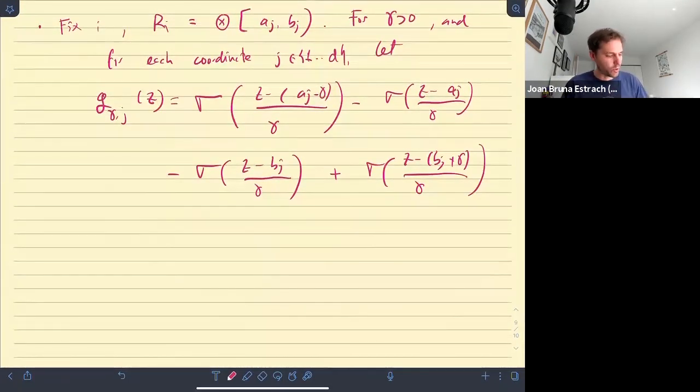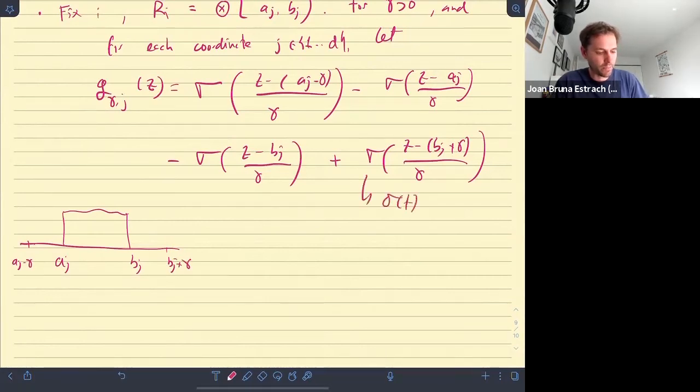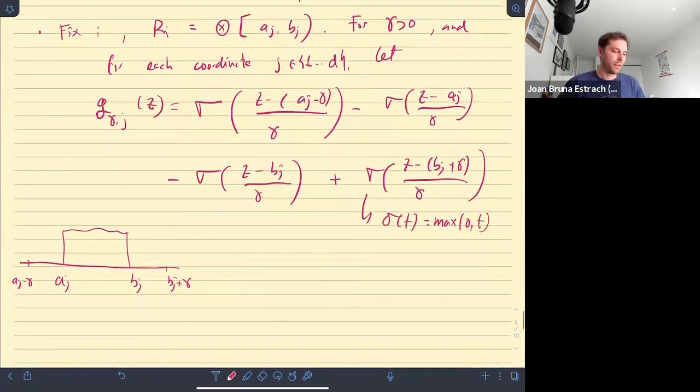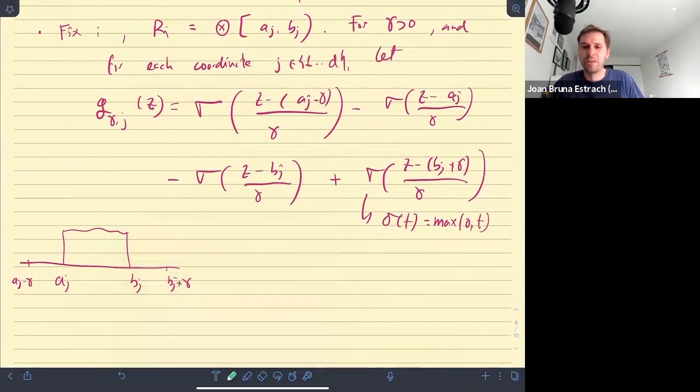Okay, so just to visualize what we are aiming for: if we are slicing the rectangle in one coordinate, that's our rectangle with a_j and b_j. And now we are introducing some gamma, some slack. These are ReLUs, so phi of t is just the max of zero and t. If someone can look at this formula, maybe you can infer what this function that we are learning is trying to do, what this g gamma j is doing.